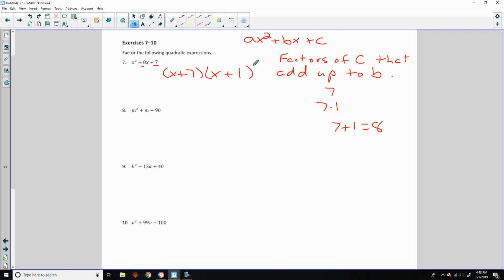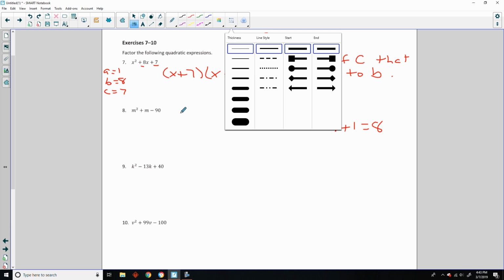Okay. So I also tell my students to list what a is, what b is, and what c is every time. And then take factors of c that add up to b, the sum of the factors that equals your middle term. Okay, it seems like a lot, but after you do it a few times, it makes it quite simple.